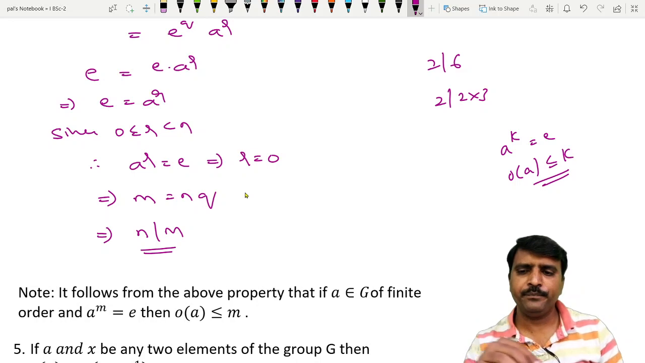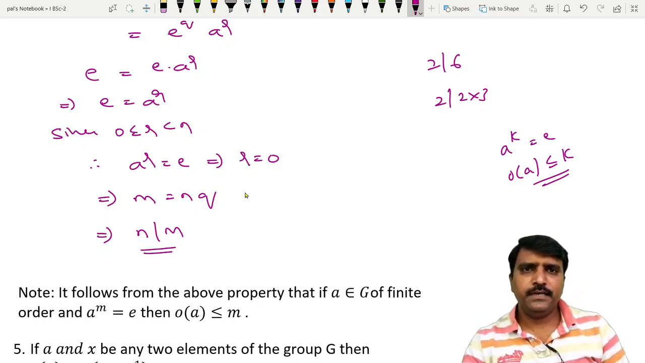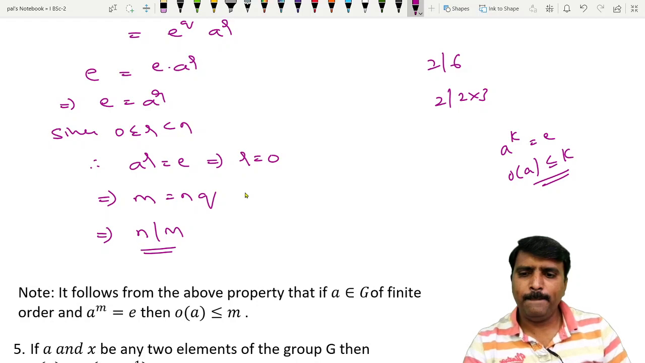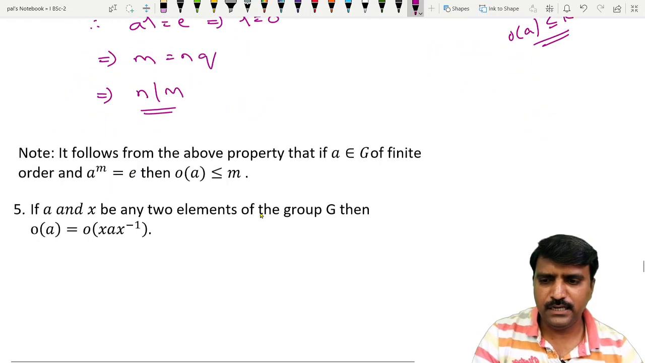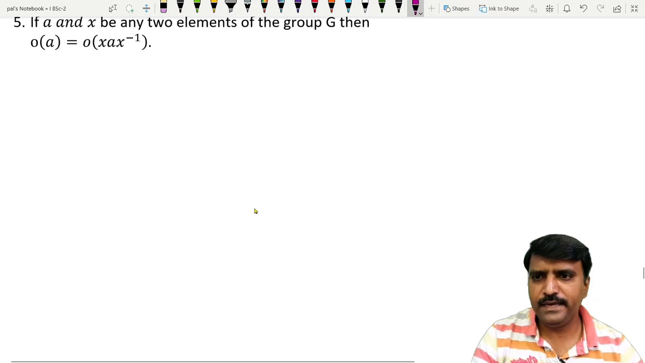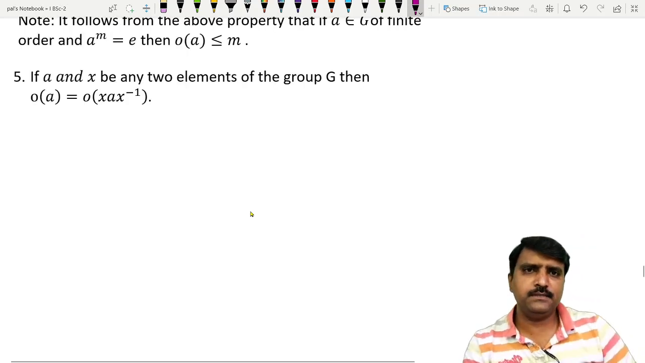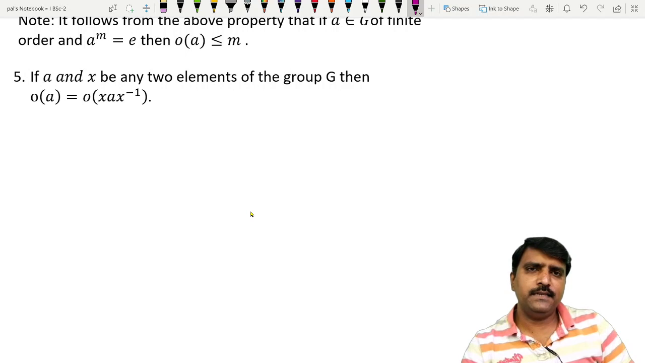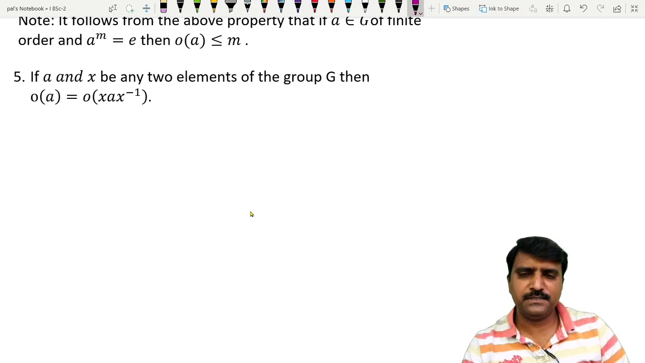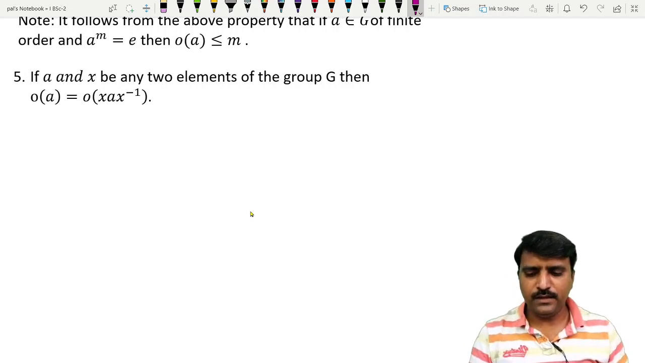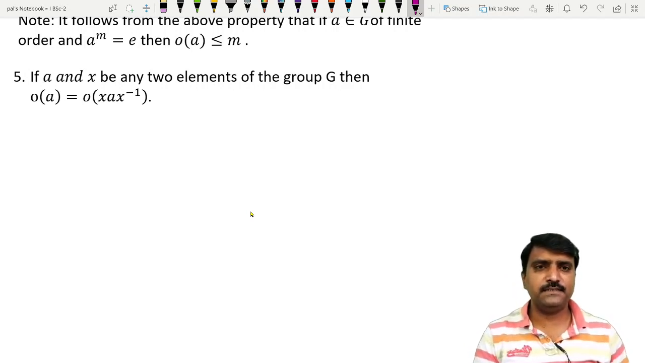One more important property of the order of an element, the fifth property, I wanted to discuss in today's class. If a and x are two elements of the group G, a is an element of G and x is another element of group G, then order of a is the same as order of x a x inverse. Okay, to prove this, order of a and order of x a x inverse are the same.